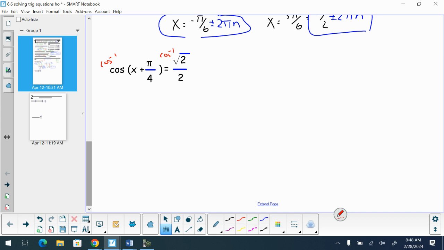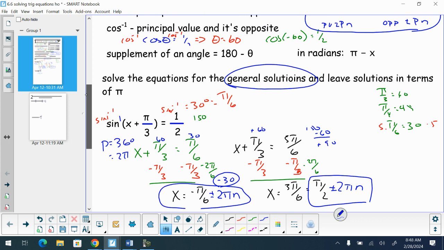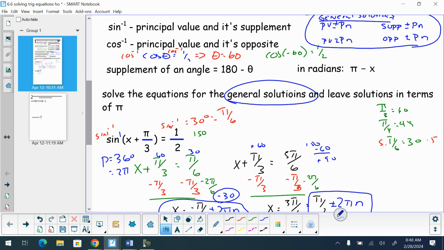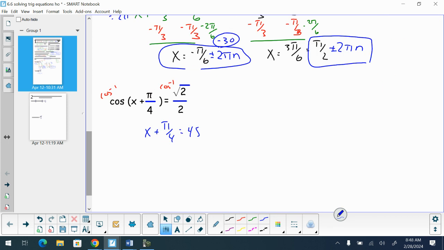In degree mode, what do we get? 45. So we have x plus pi over 4 is equal to 45 degrees. We take the inverse cosine, and we also have its opposite. So we have x plus pi over 4 is equal to negative 45 degrees.